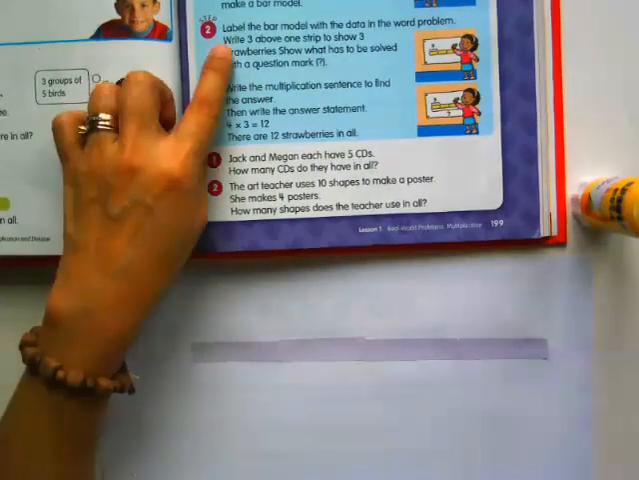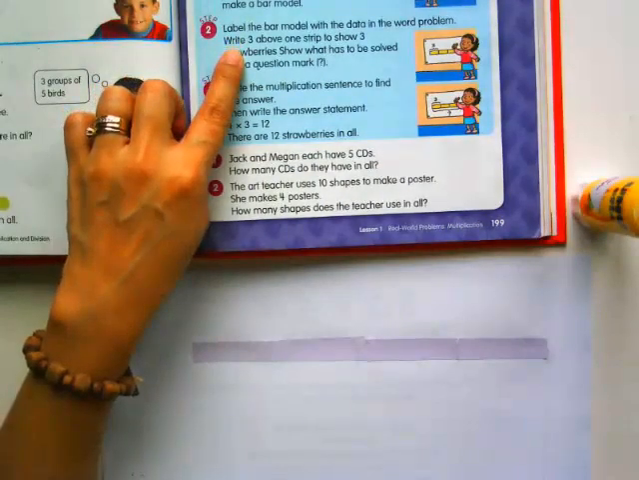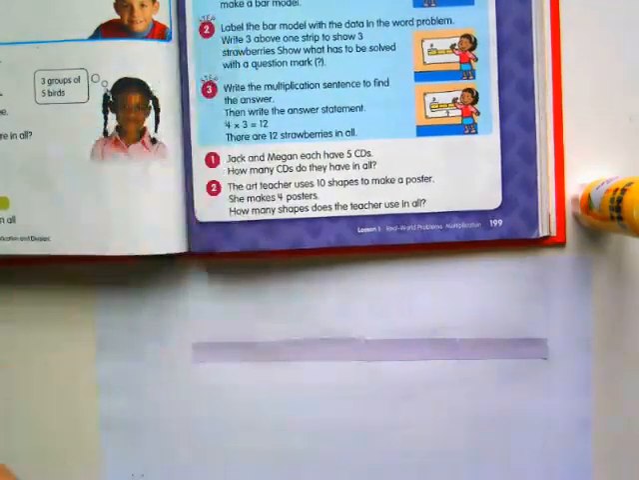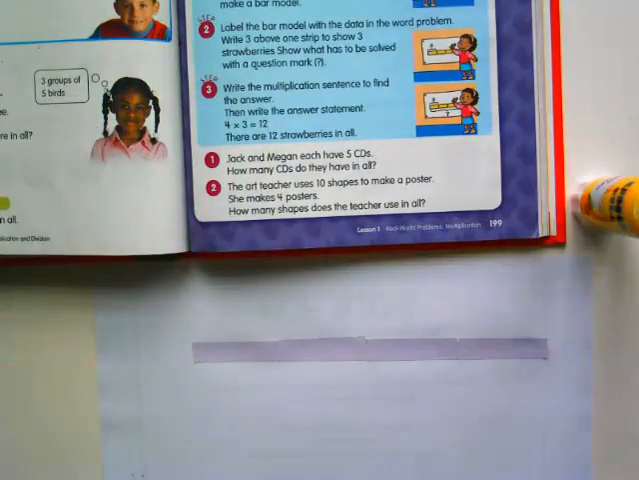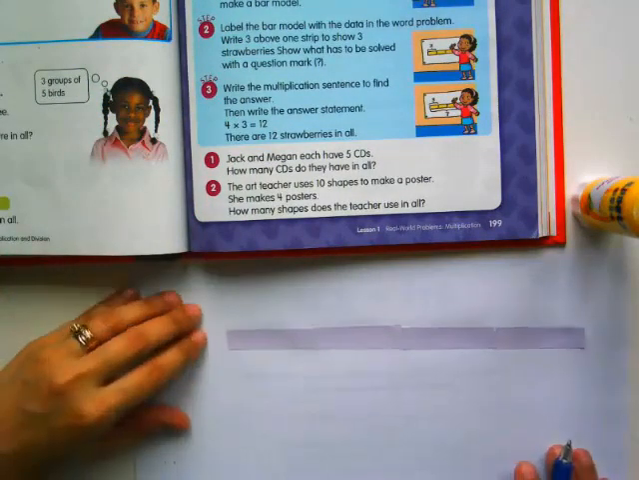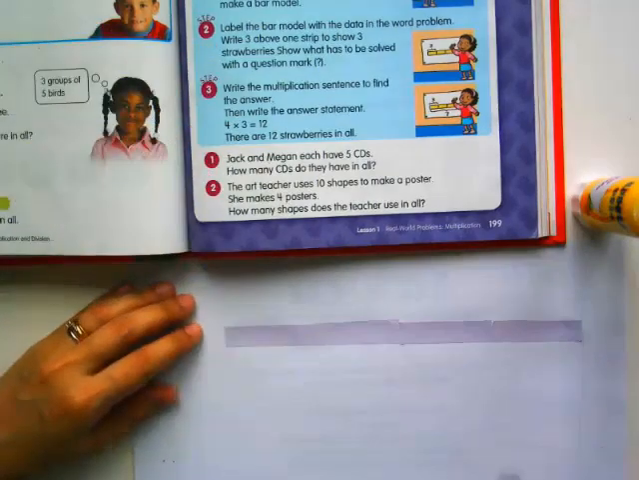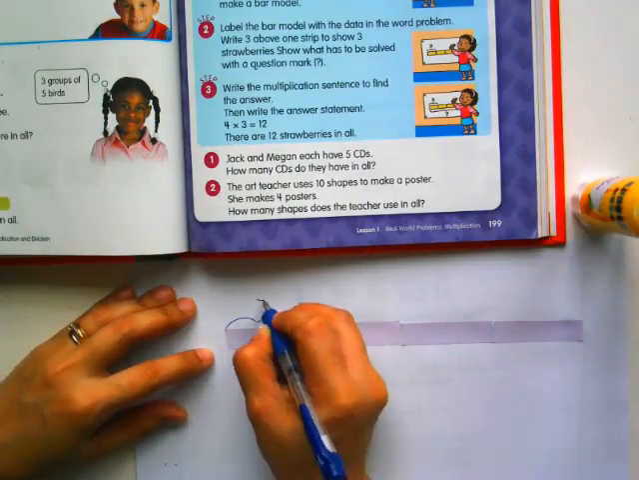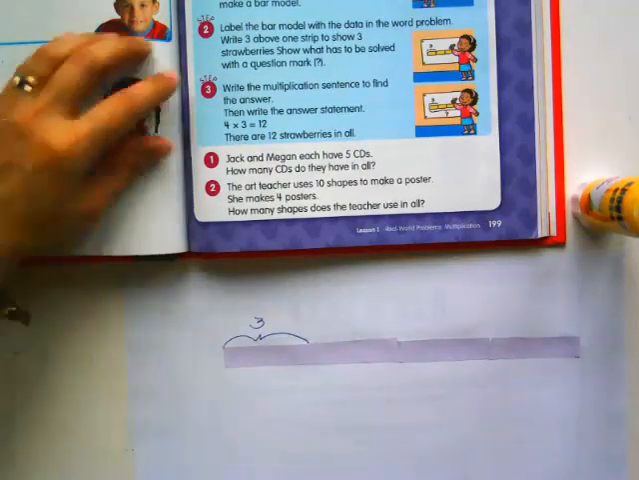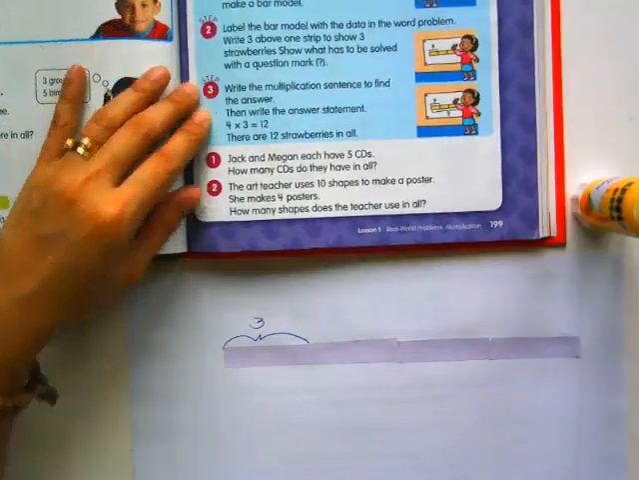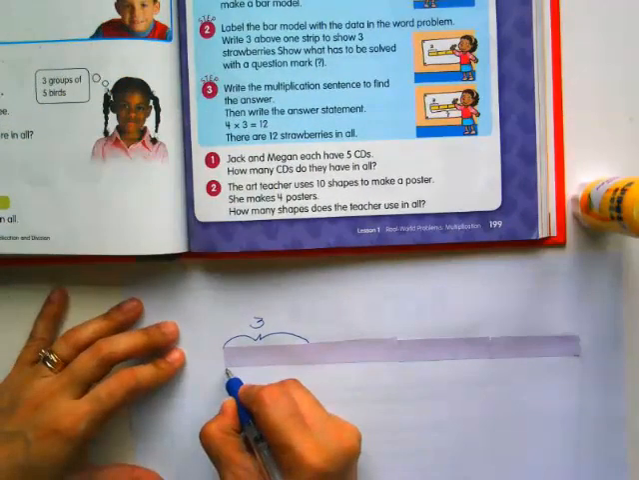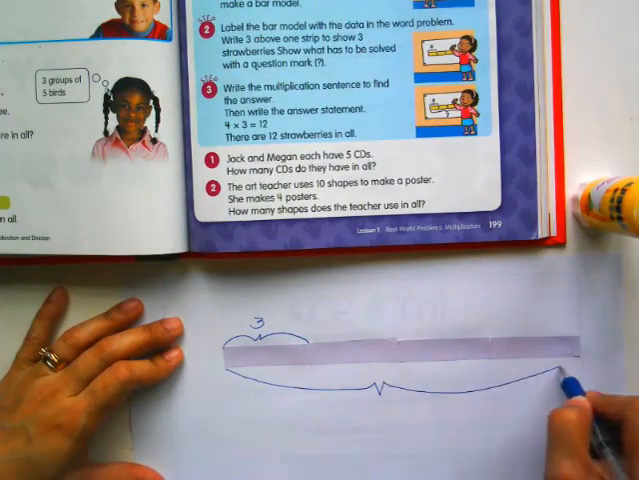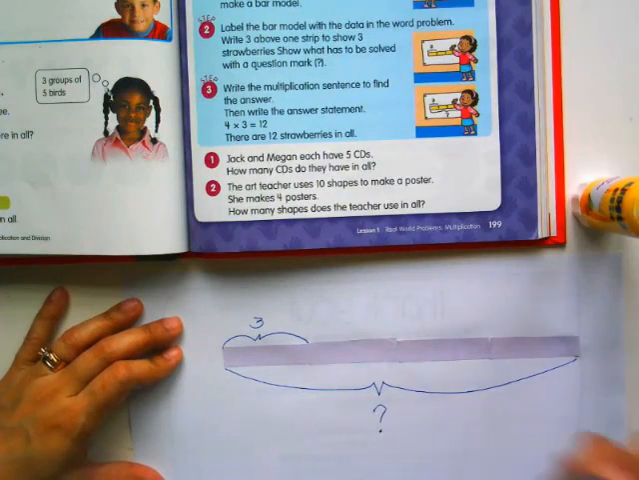Okay, so next, label the bar model with the data in the word problem. Write 3 above one strip to show 3 strawberries. Where is my pen? Okay, so I have 3. Show what has to be solved with a question mark. So we need to find out how many strawberries there are in all. So I need to find out the total. I have to put the question mark.